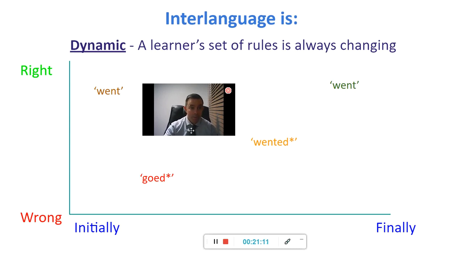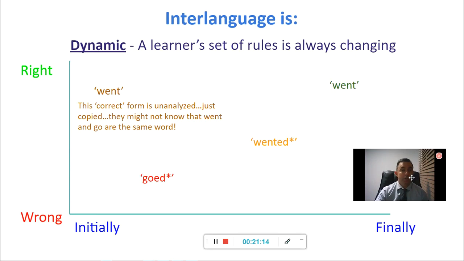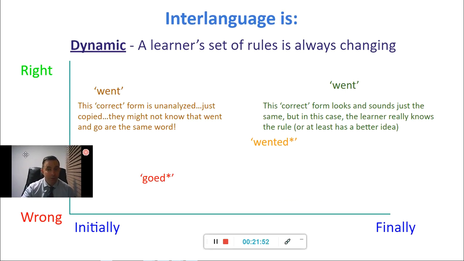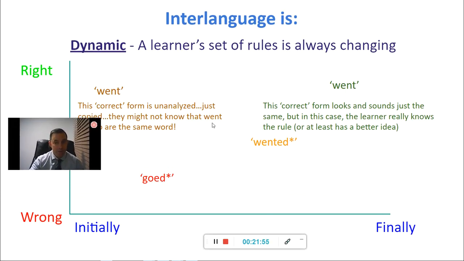Why does this happen? Well, you can say that in the beginning, the correct form, it's not really analyzed by the learner, so it's just something that they picked up and something that they use, maybe like a chunk, like, oh, this is how you say it. They might not even know in this example that went and go are the same word, right? So that's why they're using went, okay. And then later, the correct form looks and sounds just the same, but in this case, the learner really knows the rules.